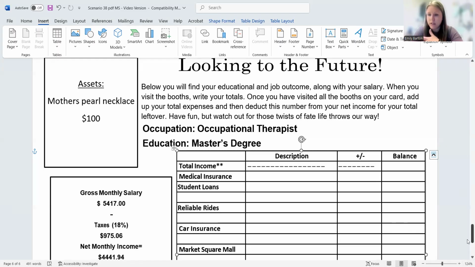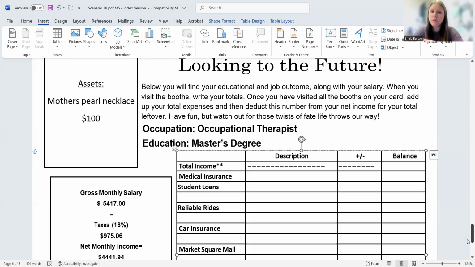During this simulation, you are going to be 26 years old. You are the provider for your family. Your spouse may have an income. You may be getting some child support, but you are the predominantly highest earner in your family.